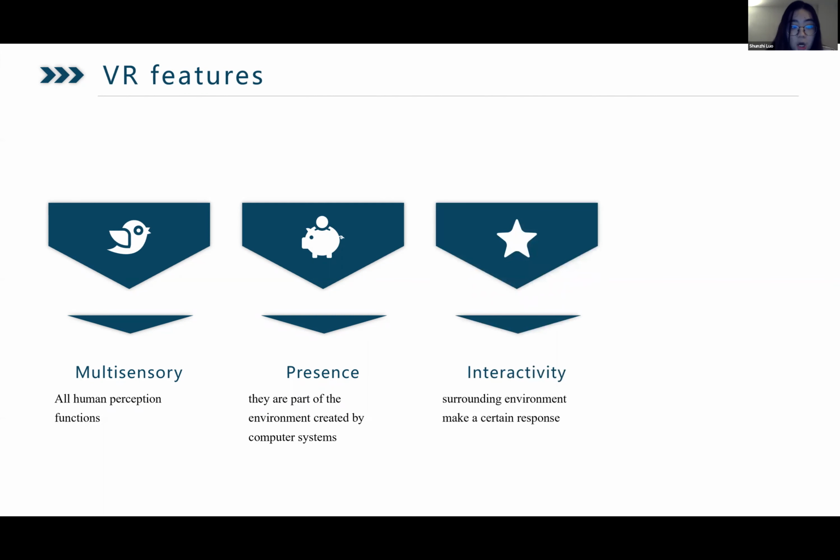Interactivity means that when the user performs a certain operation, the surrounding environment will also make a certain response, such as if the user touches the object in the virtual space, the user should be able to feel it.